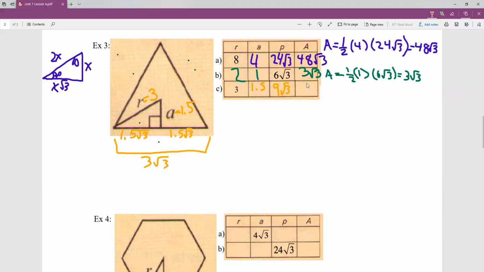Okay. Then we have to plug it into the formula. This is not going to be pretty. I'm sorry, guys. So it's going to be 1/2 the apothem, which is 1.5, times the perimeter, which is 9√3. And we have to do it out. I'm going to have to bust out the calculator for this one. So 1/2 times 1.5 is 0.75. Multiply that by 9, and I end up with 6.75√3. And that is the area of that last one.